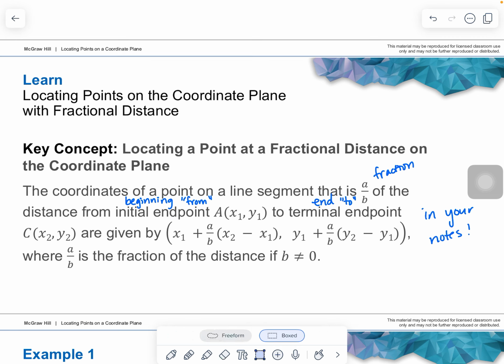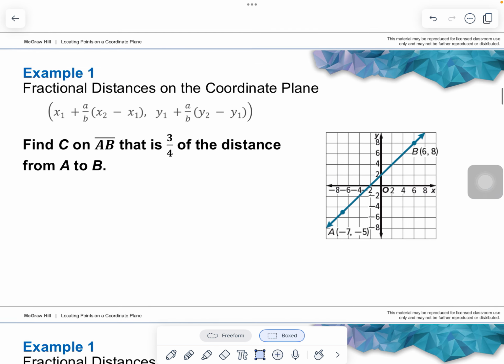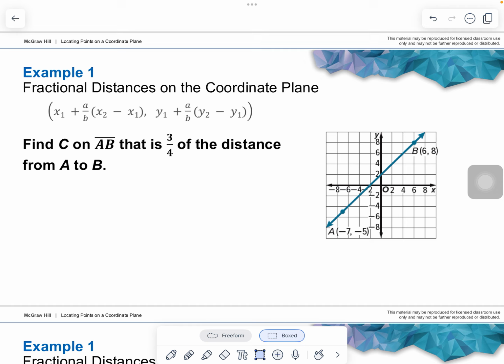Now, secondly, they've given us an equation. I'm going to go copy that equation, and I'm going to go move it down here. We're going to see how to use that. Let's go use it down here. So they tell us that we need to find C on segment AB that is 3/4 of the distance from A to B. So I told you they would use from and to. That means that this A is our initial and B is our terminal.